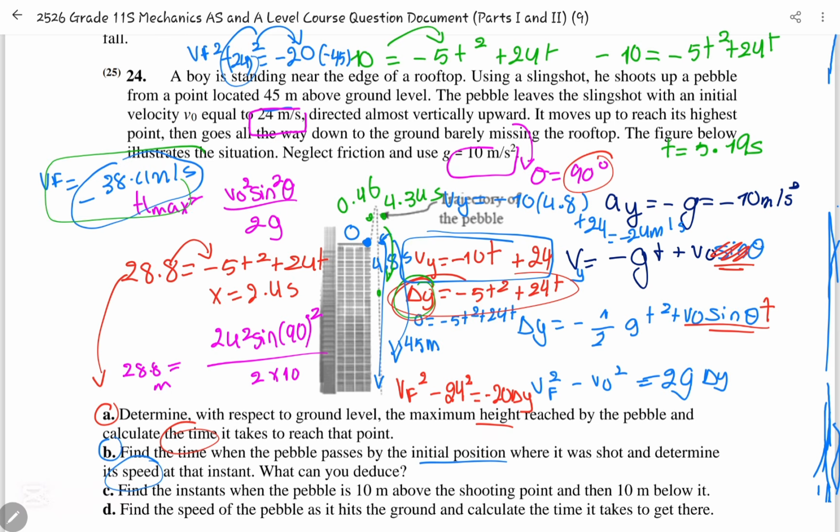They want us to find the time. So I can apply this equation over here: Vy equals minus gt plus v0. So minus 38.4 equals minus 10 times the time plus v0, which is 24. So move this to the other side: minus 38.4 minus 24, then divided by minus 10. I got the time to be 6.24 seconds.